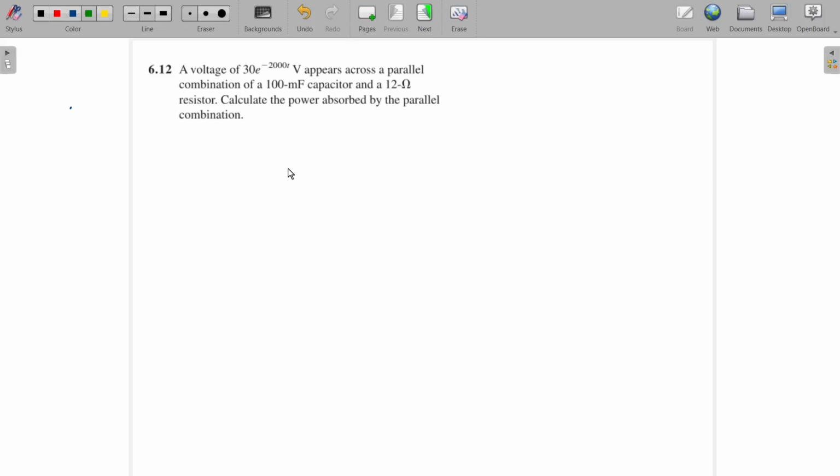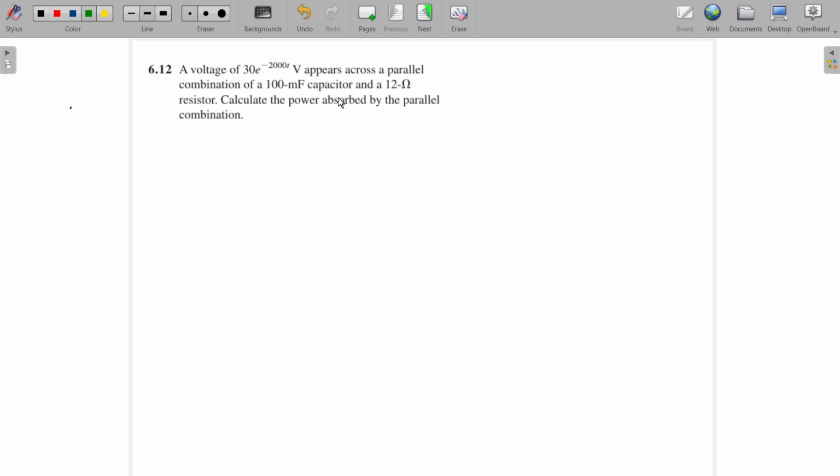Hello everybody, now we are going to solve a problem from Fundamentals of Electric Circuits by Alexander and Sadiku, 5th edition. This is question number 6.12 and the question is: a voltage of 30e^(-2000t) volts appears across a parallel combination of a 100 millifarad capacitor and a 12 ohm resistor. Calculate the power absorbed by the parallel combination.